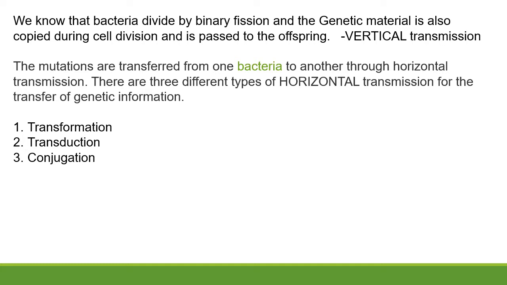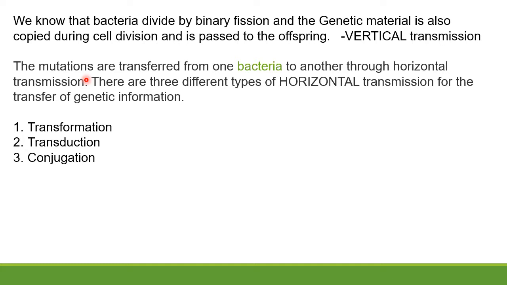We have already studied in the transformation video that vertical transmission is where bacteria divide by binary fission, and the genetic material is also copied during cell division and passed to the offspring. The natural way of passing genetic material to offspring is vertical transmission. Horizontal transmission is where genetic material is transferred from one bacterium to another.